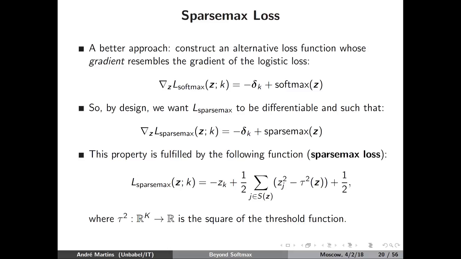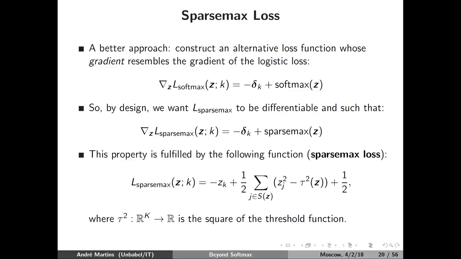So by design, what we want is to design a new loss function. We call it L Sparsemax, such that this loss is differentiable, and we want the gradients of this loss to have this formula. Basically, we want the same thing that we had with softmax, but with Sparsemax here instead of softmax. But the question is, we need to reverse engineer this loss. We don't know what the loss is.